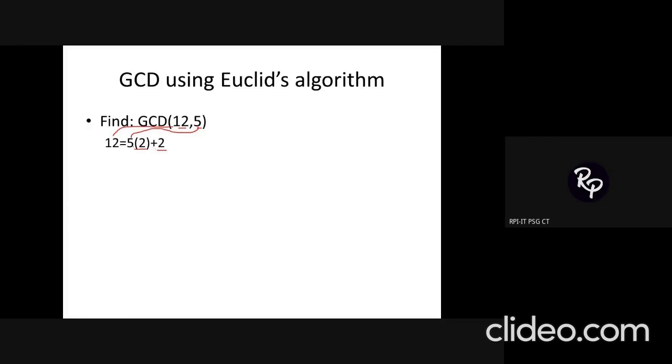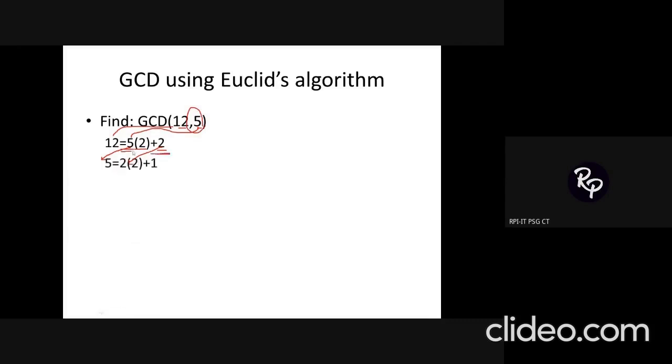So next what we are going to do is, this 5 I am going to take over here. This 5 you need to represent in terms of this remainder 2. So this is what we are going to do in the next step. In the first step, pick the largest number, represent it in terms of the smallest number. So the smallest number here is going to be 5. In the next step, the smallest number 5 is going to get represented by using this remainder 2.